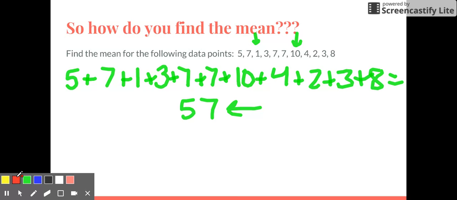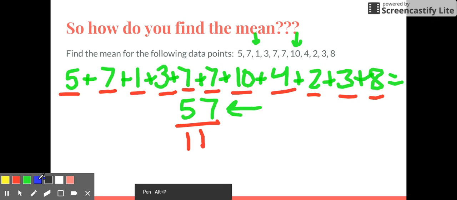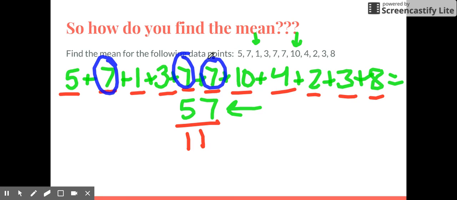So again, for the last step of the mean, I just count up how many numbers I had. 1, 2, 3, 4, 5, 6, 7, 8, 9, 10, 11. Now, I know that there were numbers that repeated, for example, 7, 7, and 7. You count them each as their own number. So I wouldn't count them as 1. I would count them as 3 different things. So that's where the 11 comes from.